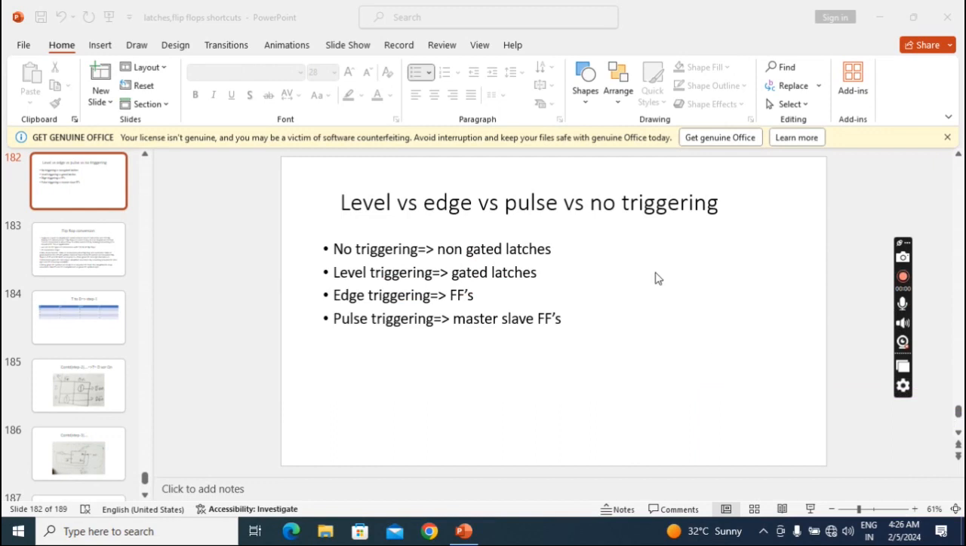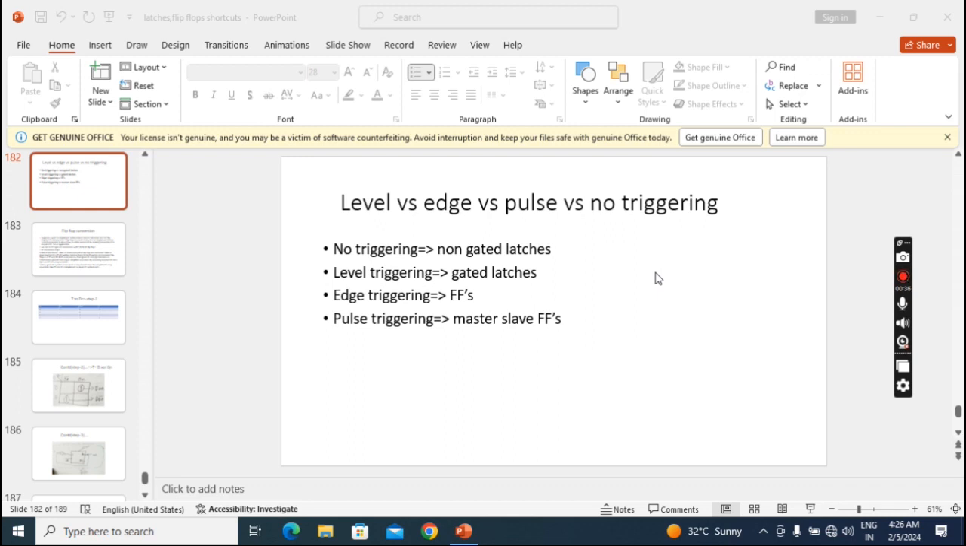In this lecture we'll discuss level triggering, edge triggering, pulse triggering and no triggering. Suppose if we take non-gated latches, they won't contain clock, so there is no triggering. Those are examples for no triggering. And if we take gated latches, it will contain clock or enable, so there is triggering and they work with level, so level triggering. If we take flip-flops, they contain clock and they work with edges, so edge triggering.